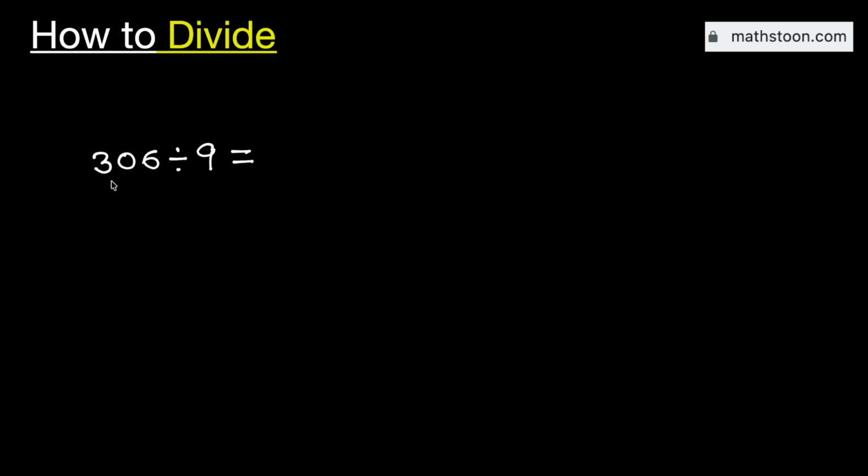In this video, let us learn how to divide the number 306 by 9 using the long division method. See that 3 is less than 9, so we will consider the number 30. We know that 9 times 3 is equal to 27. Subtract, we get a 3.